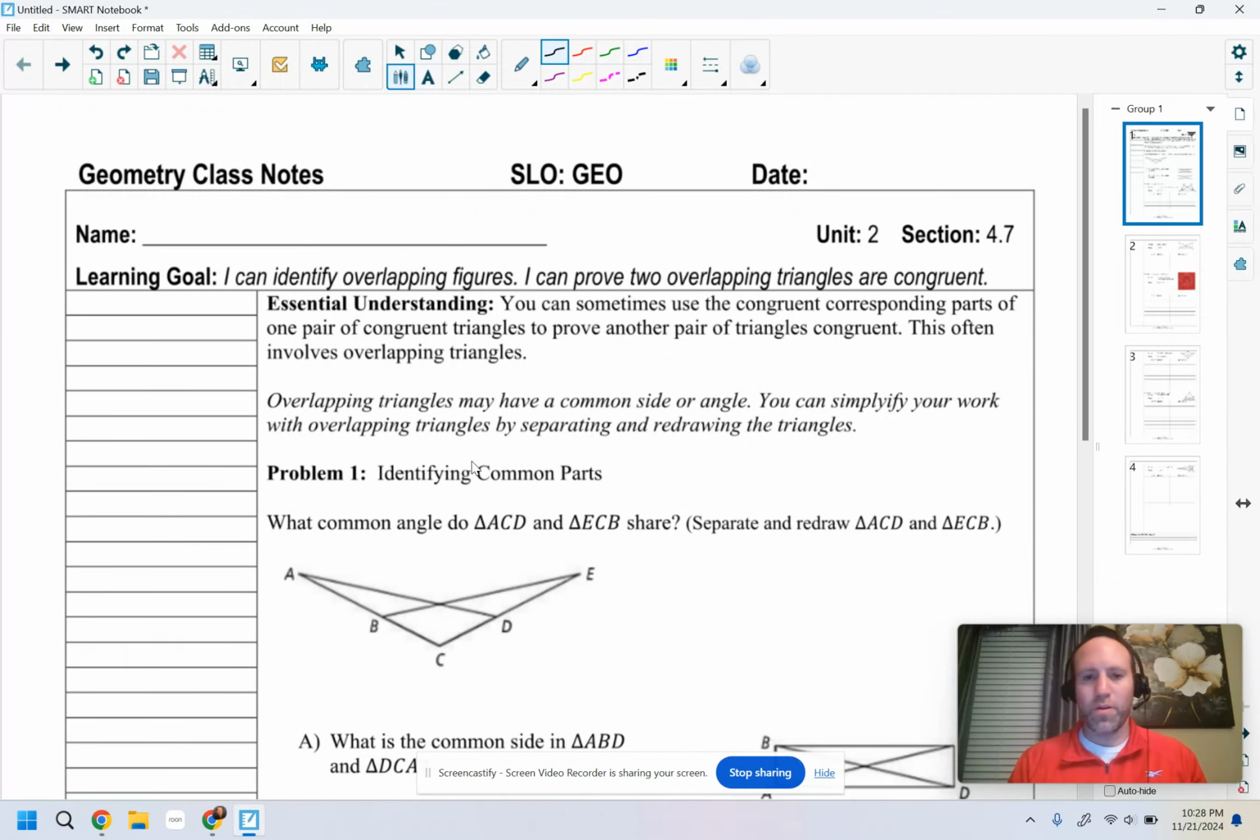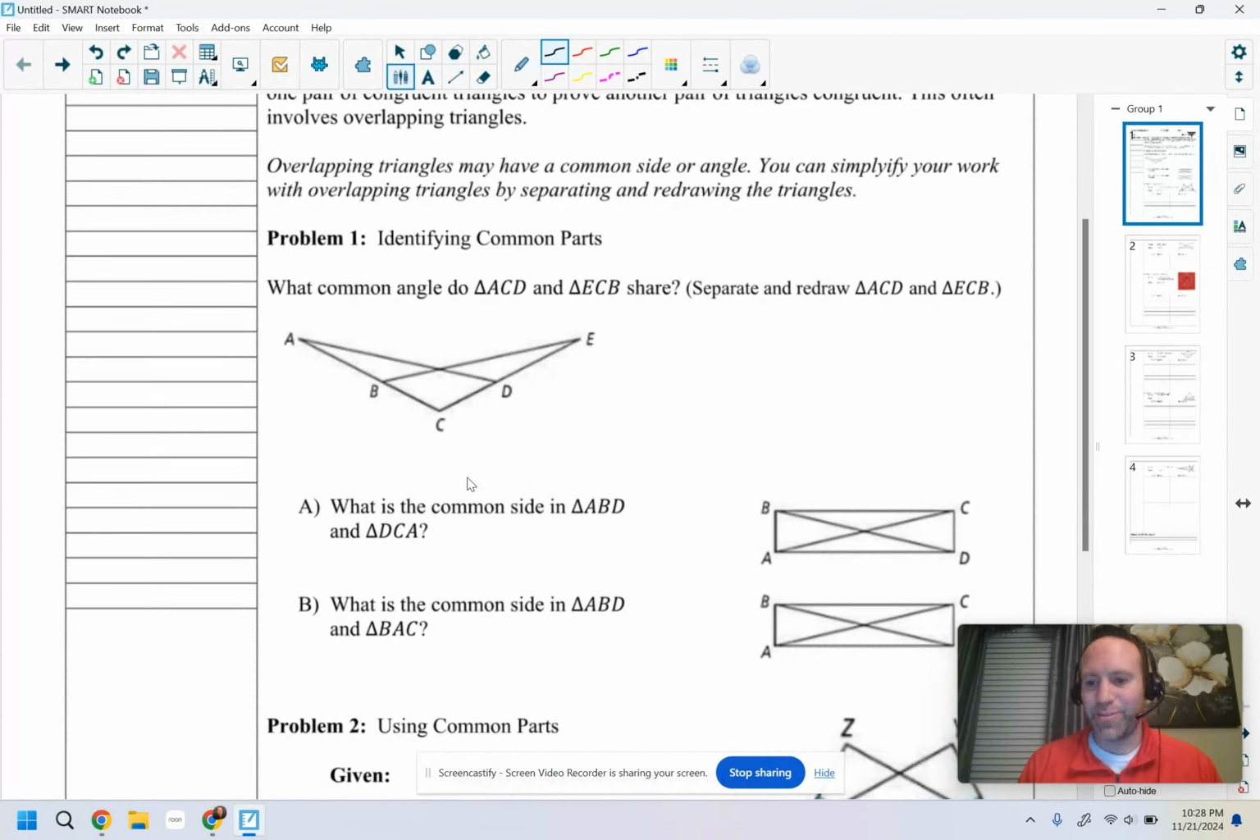Okay, so in this video, we are going to focus in on overlapping triangles and essentially trying to prove that some of them are congruent. In some of these, it makes sense to redraw them, split them apart to make it more clear what we're working with and to make it look like some of the proofs that we've done in previous sections. Sometimes that makes sense, sometimes it doesn't.